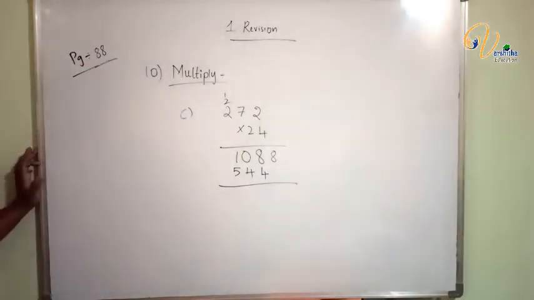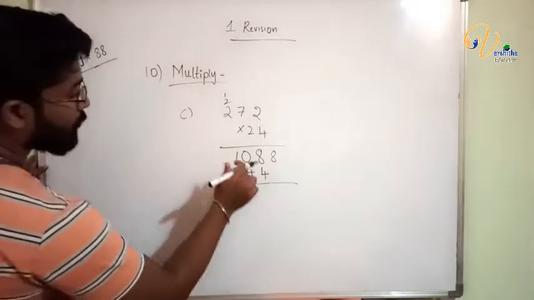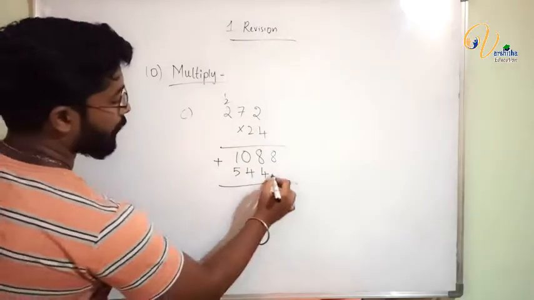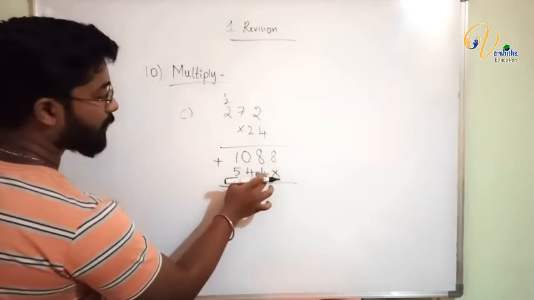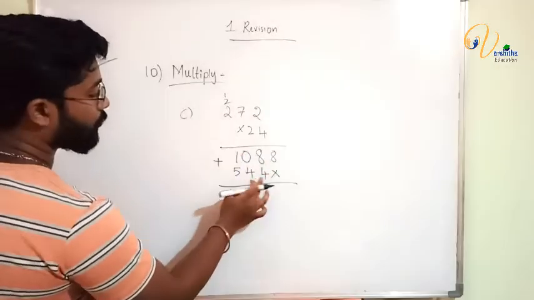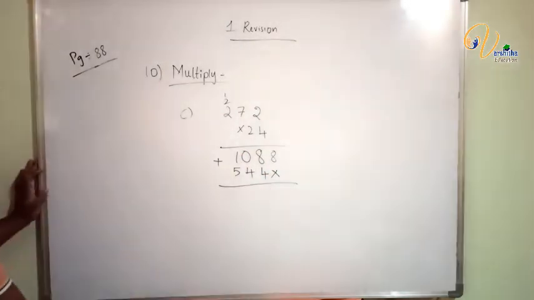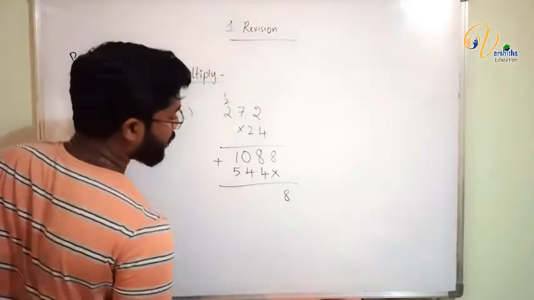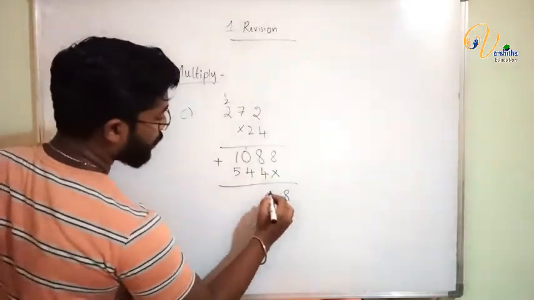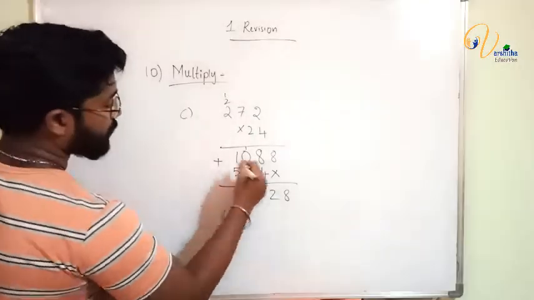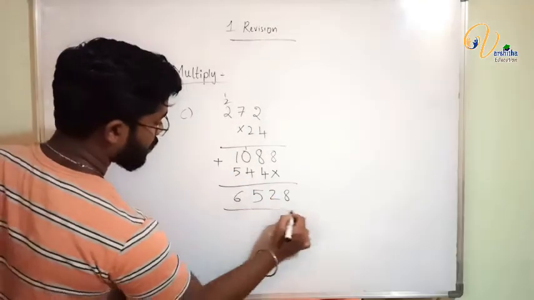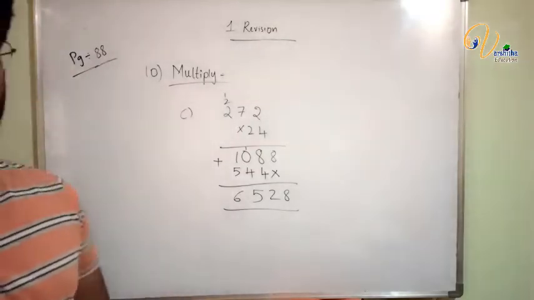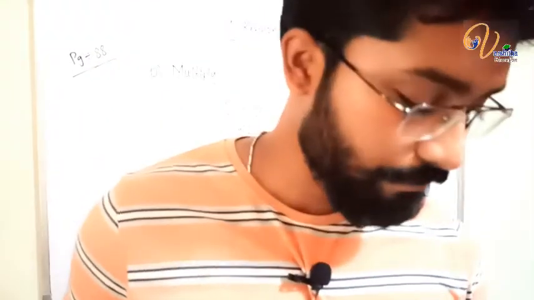Okay. So how you have to do this? You have to add here. I left one place here. First do with 4, leave one digit here, and then do with 2. Now you have to add all this. Here you got 8, 8 plus 4 12, 4 plus 1 5, 5 plus 1 6. Okay, 6528 is the answer.